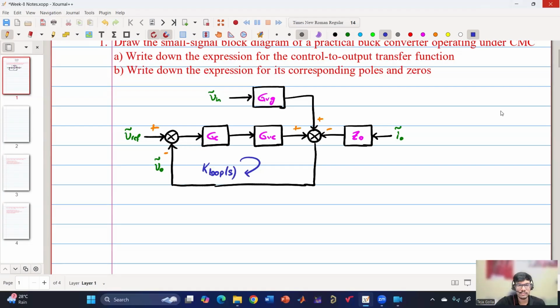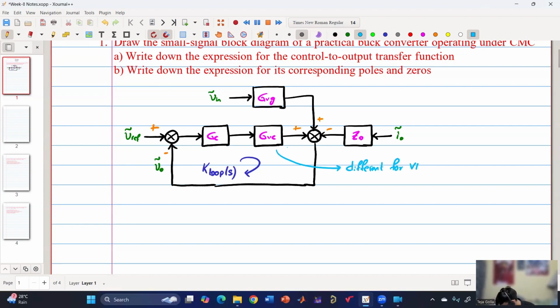Is this clear? The small signal block diagram. Yes, sir. So in the case of voltage mode control, this will be different. The difference between voltage mode control and current mode control.